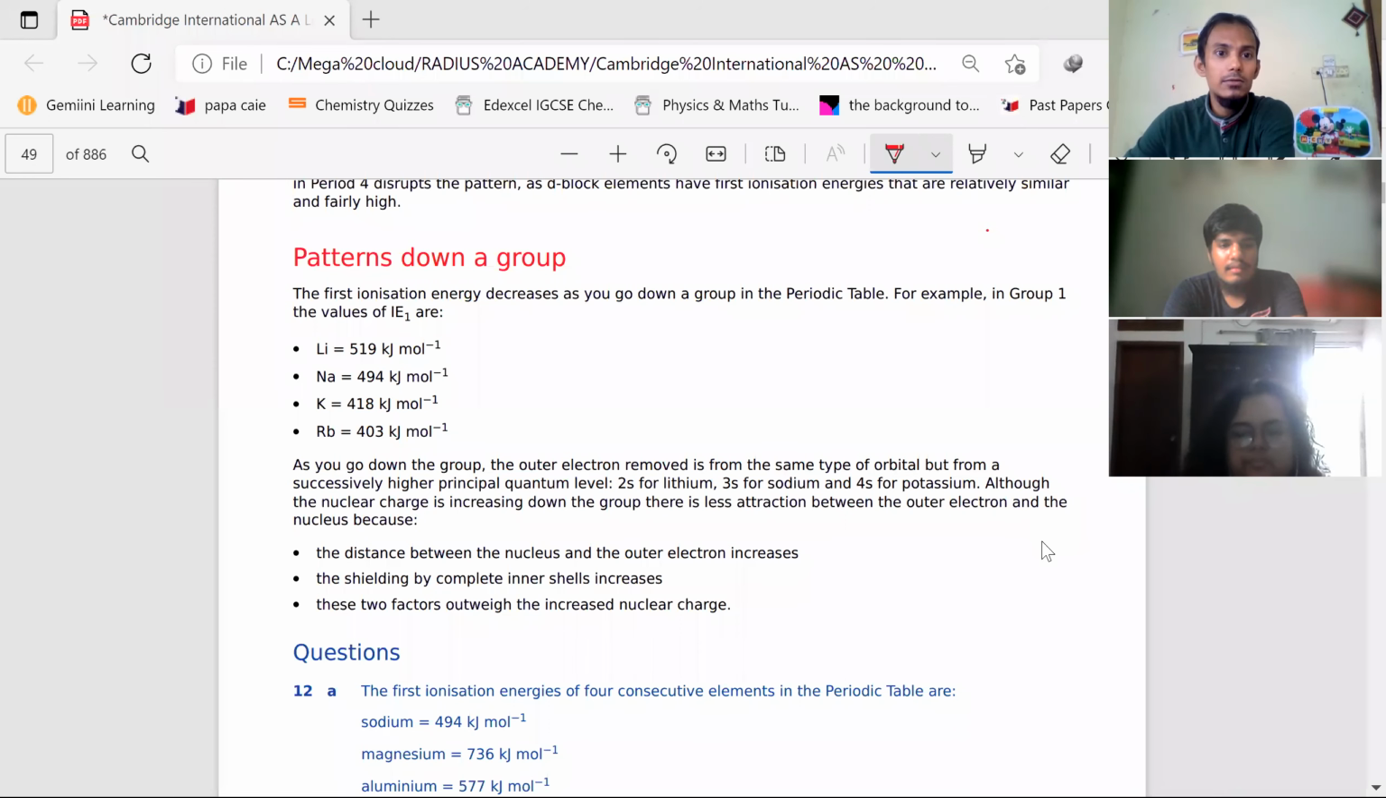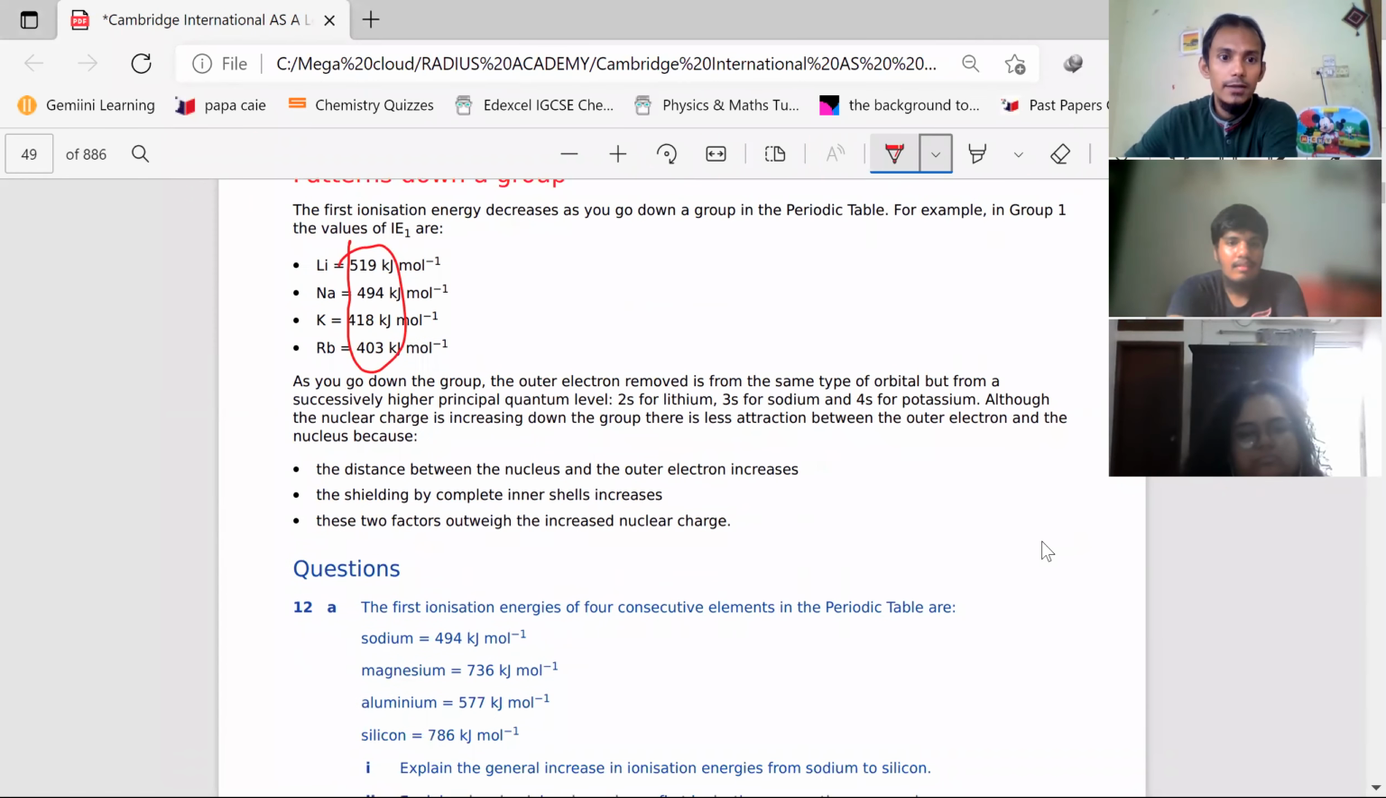So we are almost done. Patterns down a group. Patterns down a group is very easy. Lithium, sodium, potassium, rubidium. You see 519, 494, 418, and 403. So as you go down the group, the ionization energy is decreasing because of what? The distance between the nucleus and outer electron increases. So this is the main factor. The shielding by complete inner shells increases. So this is another main factor.